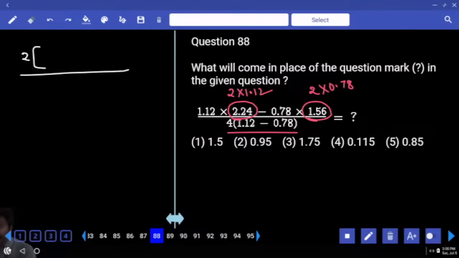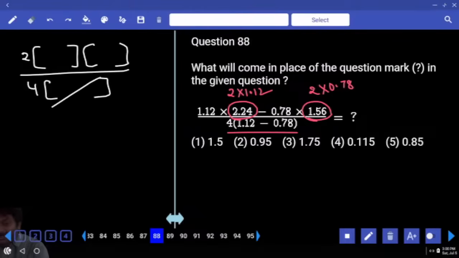Denominator. Look at the denominator. 4 times of a minus b. Numerator a plus b into a minus b. A minus b gets cancelled. What is left? A plus b is left. 1.12 plus 0.78, 1.9. 2 times 1.9. 0.95.